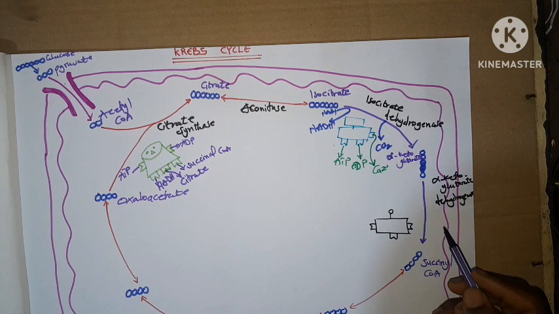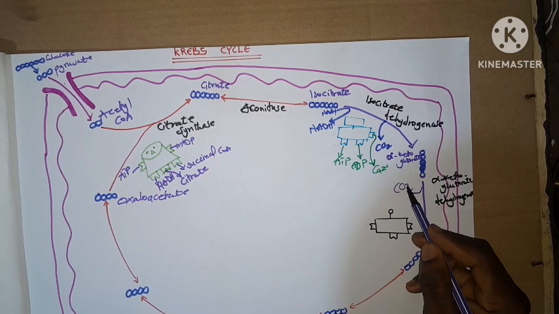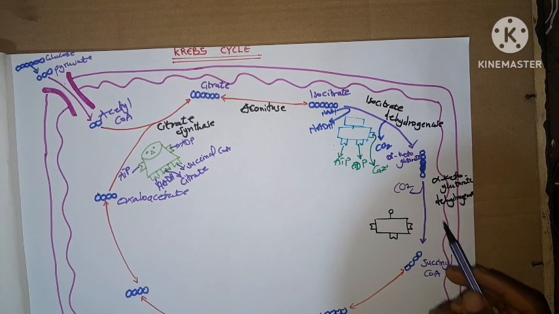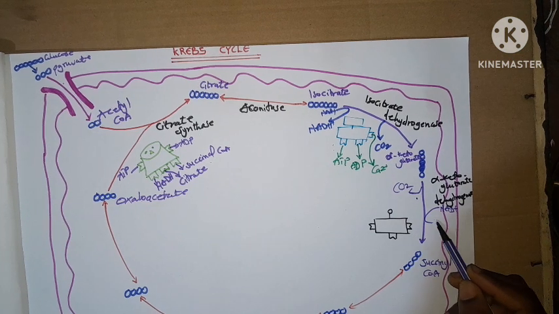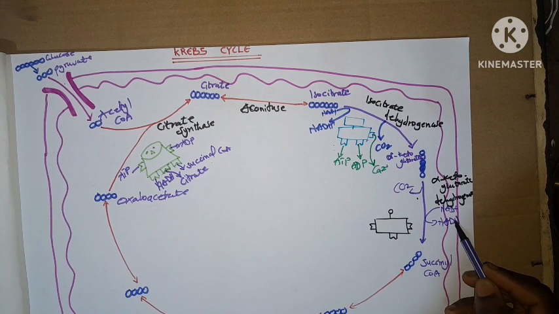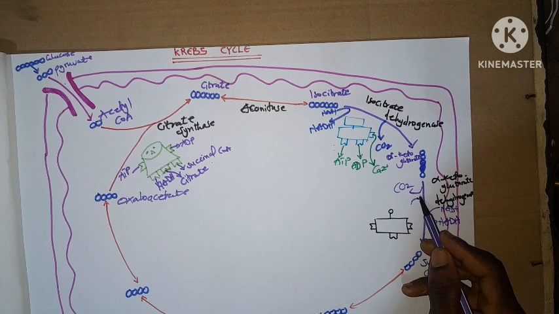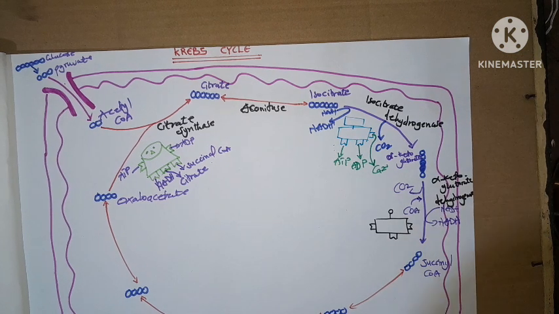So let's do that one here. So we lost a carbon dioxide and also NAD plus was converted to NADH, and we added a CoA group, to form a new molecule, a 4-carbon molecule known as succinyl-CoA.